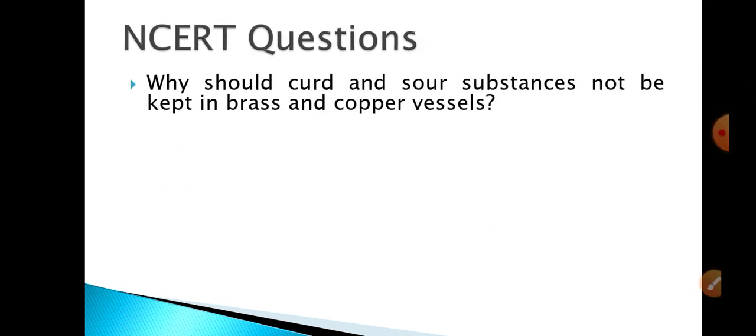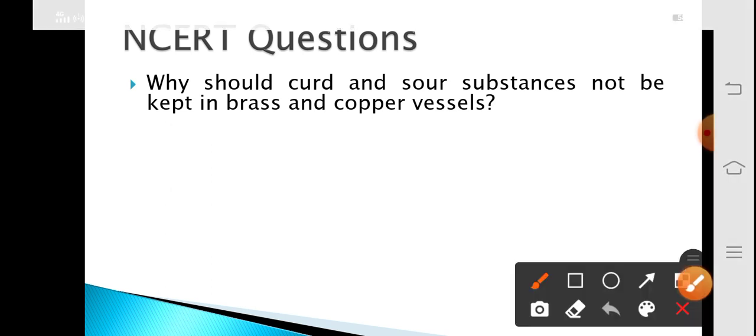Now let us solve some NCERT questions. Why should curd and sour substances not be kept in a brass and copper vessel? Now what is curd and sour substances? You know that sour substances are acidic in nature. And what is brass and copper vessel? Brass is again a metal, copper is again a metal.